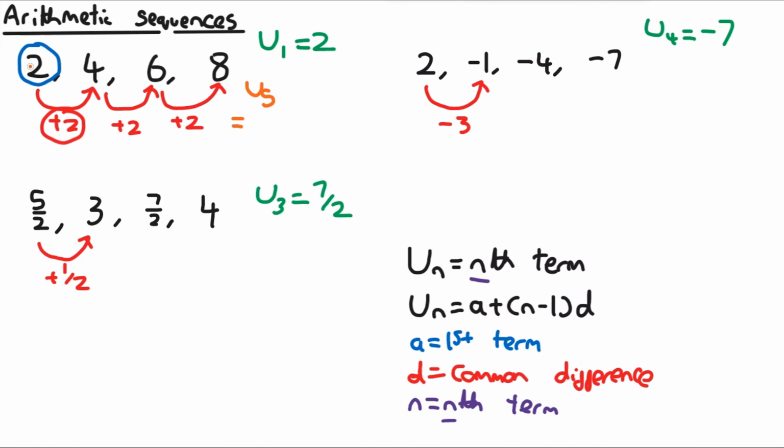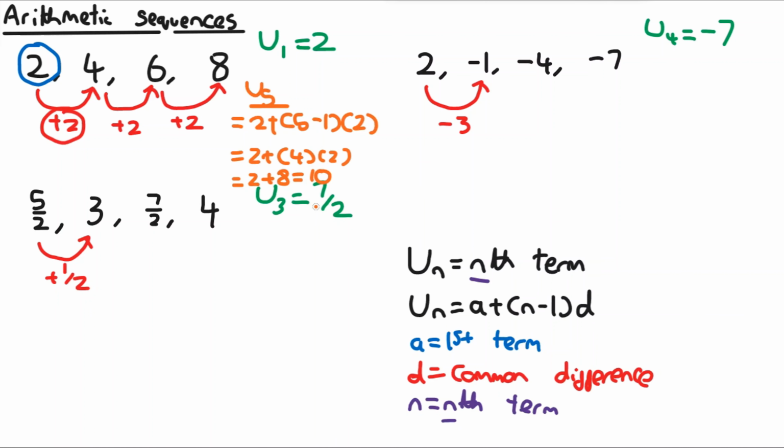So a is going to be this first term, so it's going to be 2 plus n minus 1, and n is going to be 5, so 5 minus 1. And then d is 2. We usually just put this in a bracket as well. And we can simplify this. So it's going to be 2 plus, and 5 minus 1 is 4, so 4 times 2, which is going to be equal to 2 plus 8, which is equal to 10.